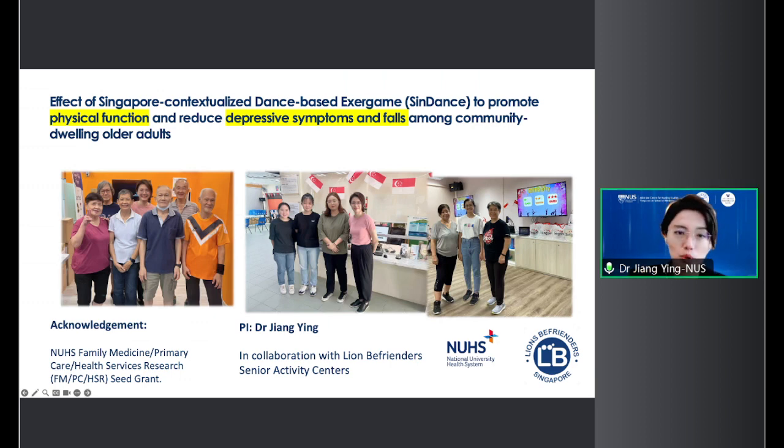This project is funded by the NUS Fund and is in collaboration with Lion Befrienders Senior Activity Centres. We work very closely with NUS and Lion Befrienders, and I'm the PI of the project. I also want to take the opportunity to thank all of the Lion Befrienders participants as well as their center staff for helping us during the whole study and for their active participation.